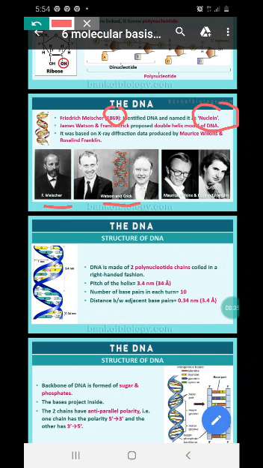Okay, and after nearly a hundred years, in 1953, James Watson and Francis Crick, with the help of the X-ray diffraction technique of Maurice Wilkins and Rosalind Franklin, used these to propose the structure of the very famous DNA model. Okay, for this they were awarded the Nobel Prize. Clear, children? Okay.